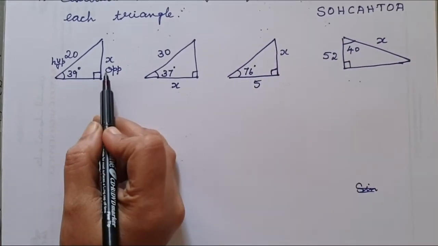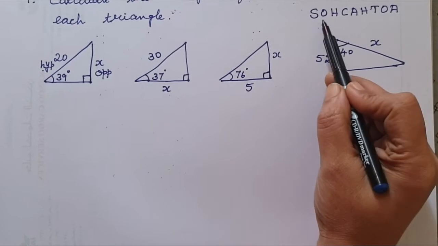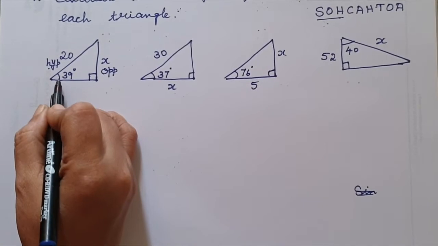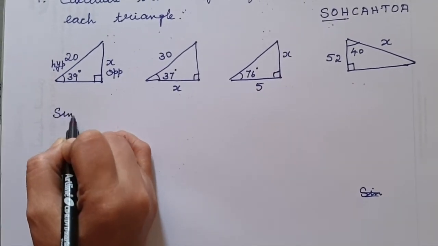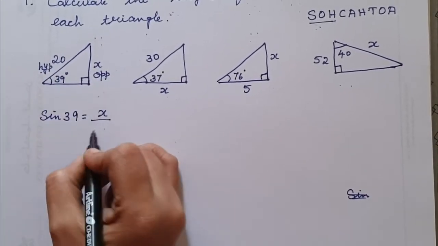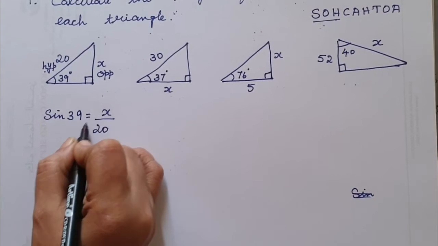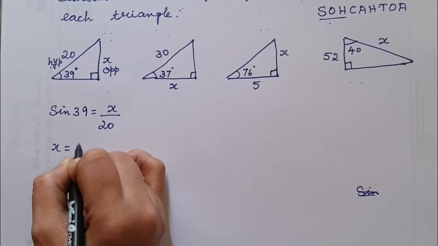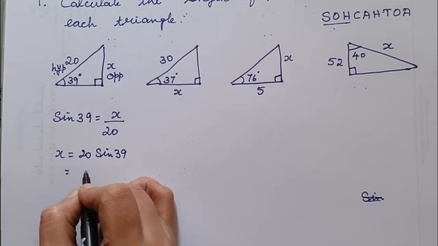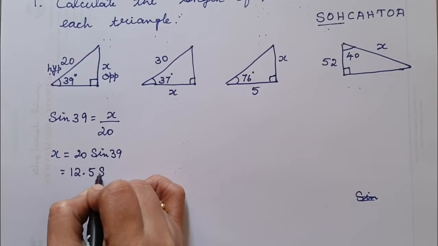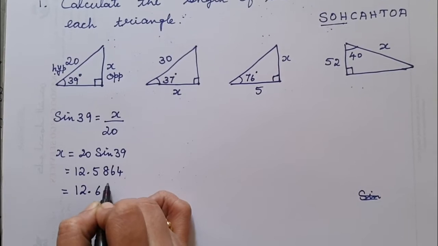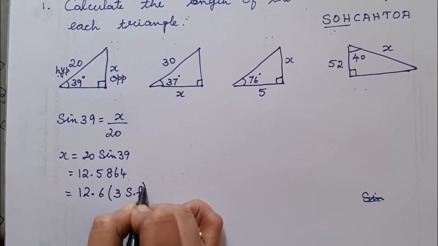In this we have a relation with opposite and the hypotenuse. Opposite and the hypotenuse goes with sine. So we use the sine. What is the angle given? Sine 39 is equal to opposite, which is x, over the hypotenuse, which is 20. Now when we cross multiply, we get x equal to 20 sine 39, which is equal to 12.5864. Just use your calculator directly. This is 12.6, correct to 3 significant figures.